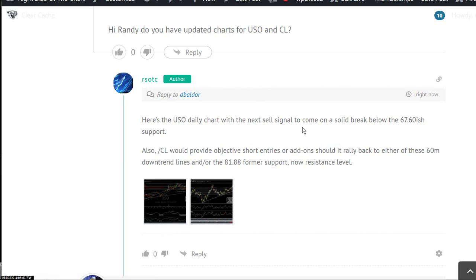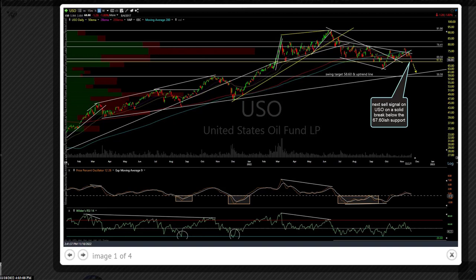So on the USO chart, I said the next sell signal comes on a solid break below the 67.60 support. You can see on USO, it's the same chart I had. And just an FYI, you can always check on the website under any post, or you can go in the support page, resources, and there's a search by ticker. Under the post, I will tag the main post, not the replies, not the comments. The main post will have the symbols that I covered in that post.